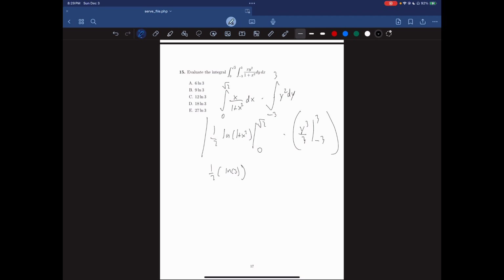Then we need to evaluate the other integral, which shouldn't be too bad, hopefully. So it's 27 over 3, so it's 9 minus negative 27 over 3, so plus 9. So we have 18, and 1/2 times ln 3 times 18 is just 9 ln 3, or B here.